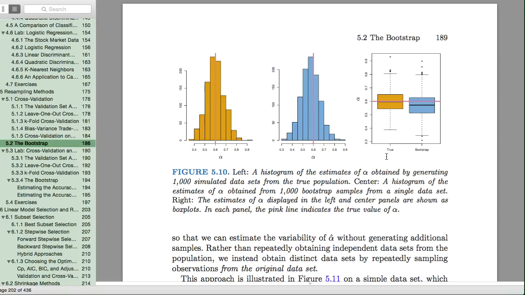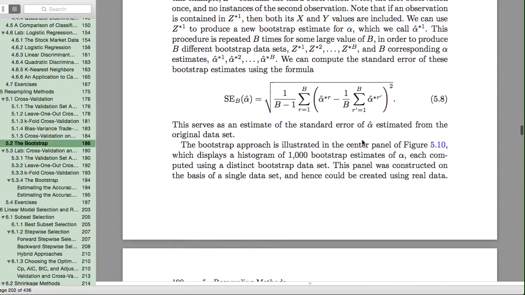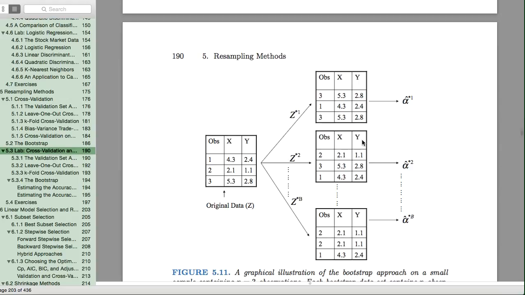And the box plots of the true and the bootstrap are almost indistinguishable. So the true obviously has the correct median. The bootstrap median is very close. So that's part of an example.